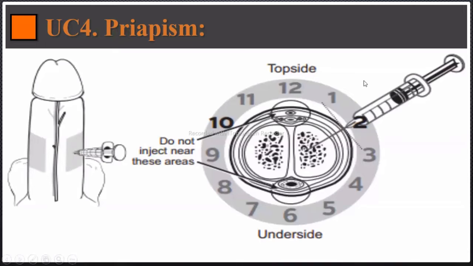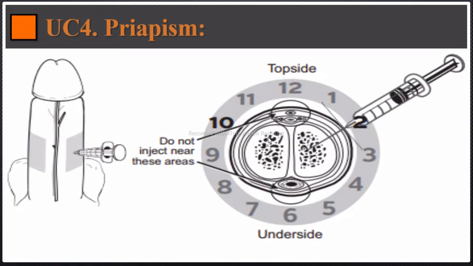Priapism, condition number 4. So the patient presented to the ER with priapism, what will you do? It's very painful and dangerous. So here, don't inject near these areas, don't inject here or up and down. You can inject in this area only.